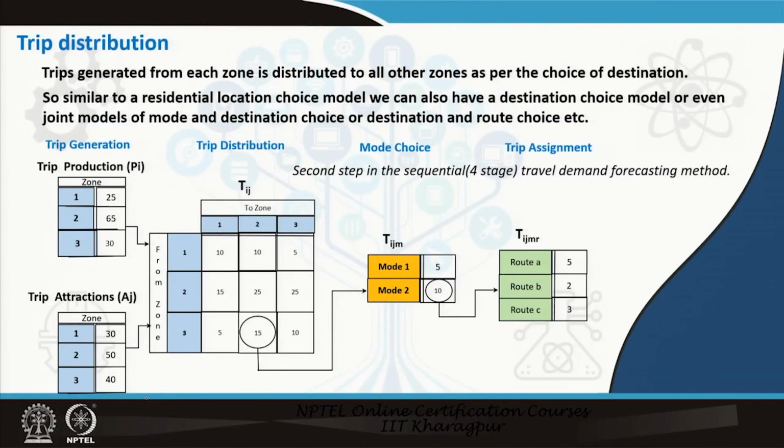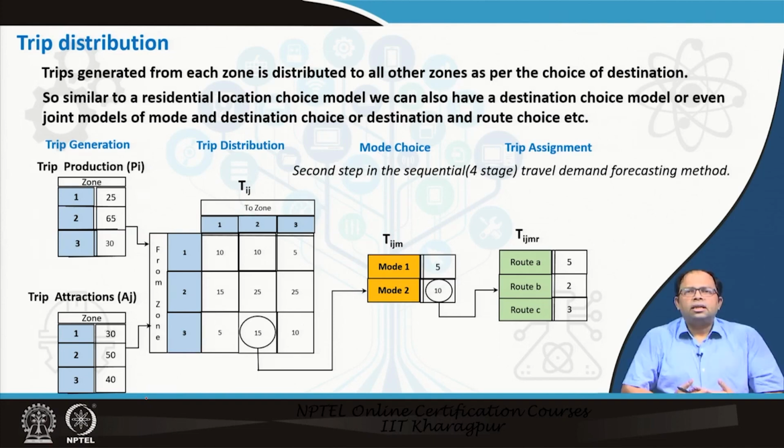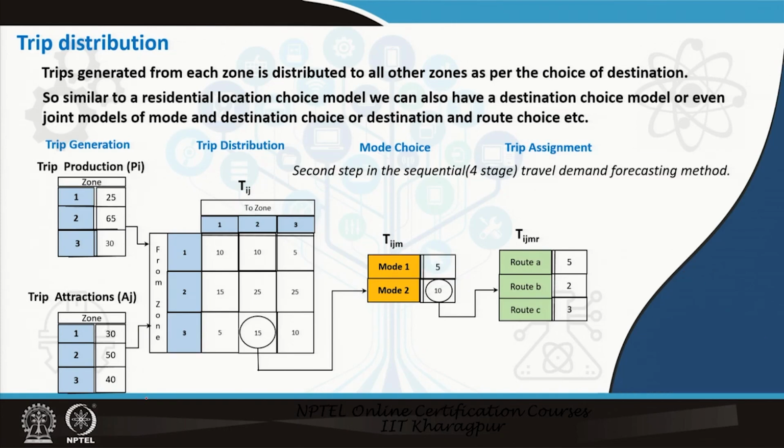So, trip distribution is the second stage in the sequential 4-step travel demand forecasting model. After we have estimated the number of trips produced and the number of trips attracted in different zones in an urban area, we can estimate the total number of trips that start from one zone and end at another zone. This flow of trips between different zones is known as trip distribution. Trips generated from each zone are distributed to all other zones as per the choice of destination.